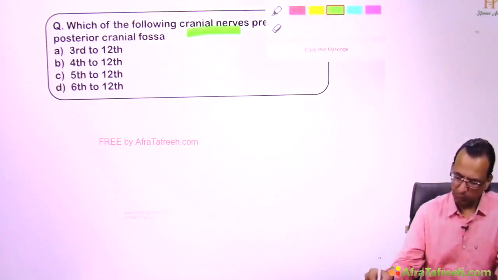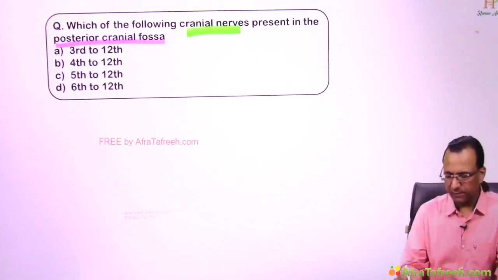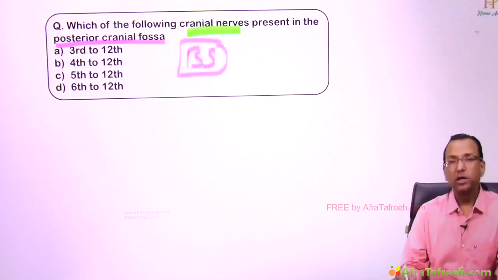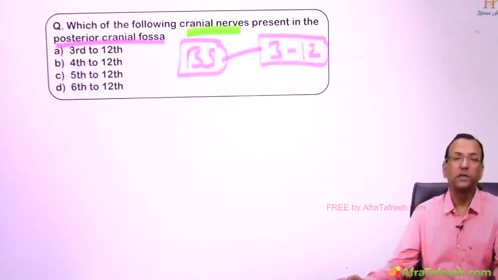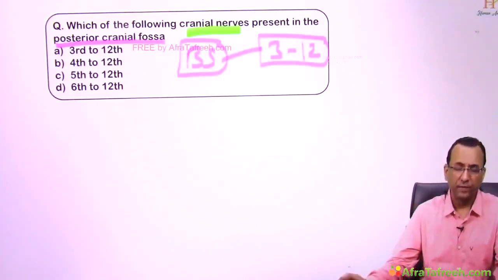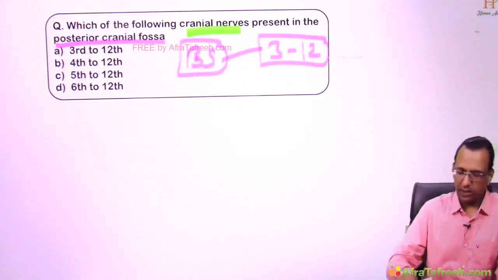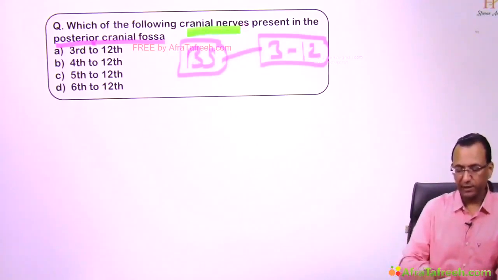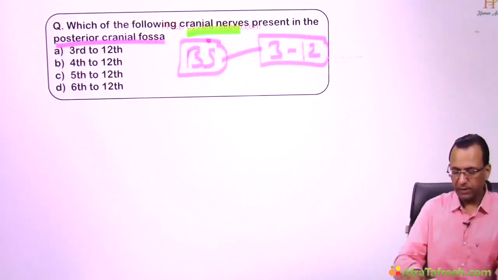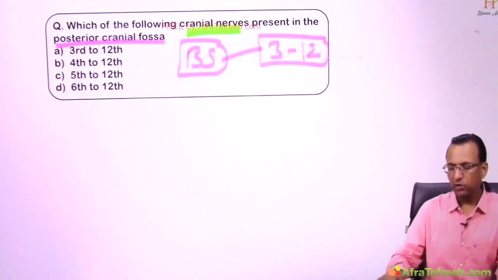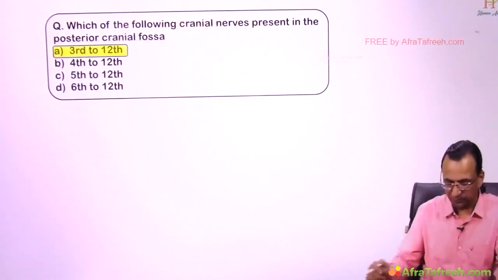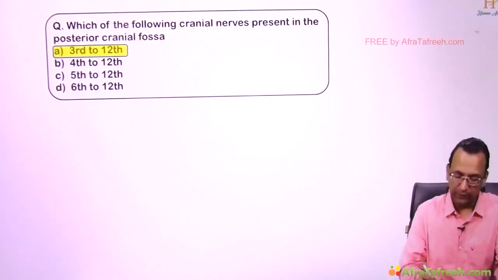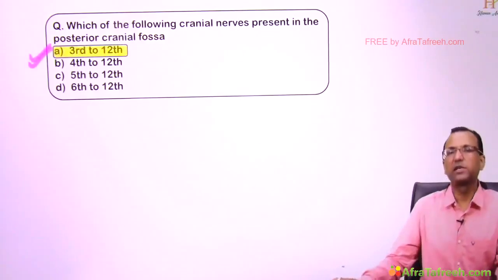I think the posterior cranial fossa has the brainstem. Okay then, the brainstem has nerve number 3 to 12, so that is the answer. Are you trying to say the answer is the number 3 to 12? Yes, you are correct, because they come from the brainstem and the brainstem is in the posterior fossa.